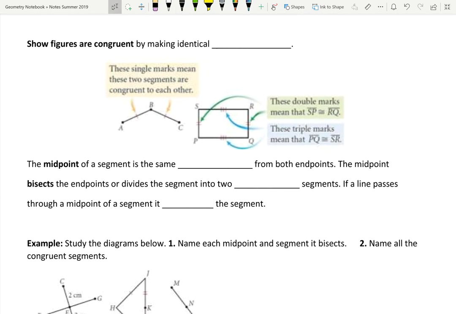And in geometry, we need to show that either segments or angles are the same size or are congruent, and we're going to do that with markings. And this is going to be important, that unless segments are marked congruent, we can't assume that they are. So notice here, these markings indicate that segment AB is congruent to segment BC, by making identical markings.